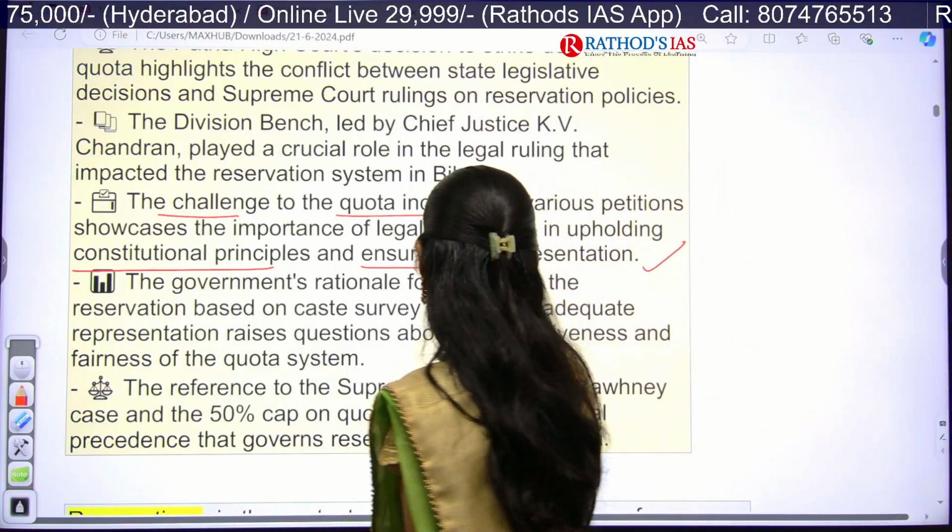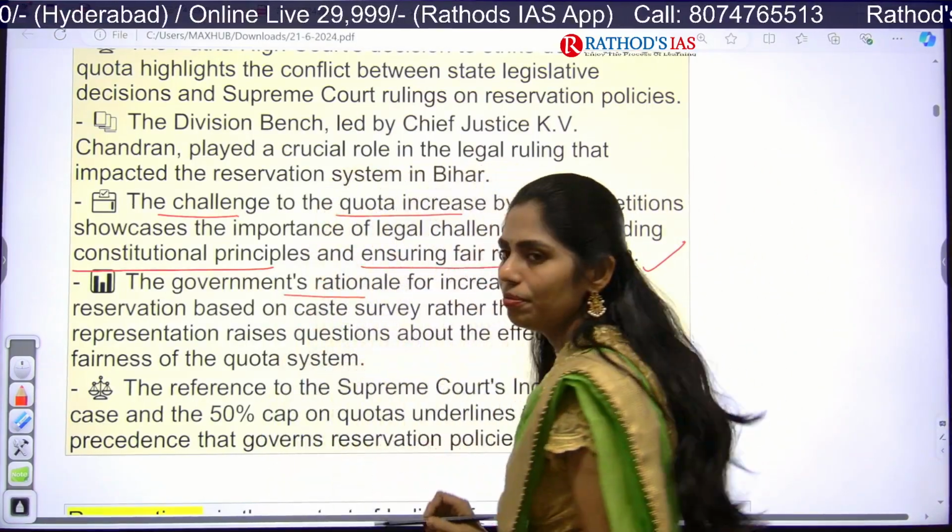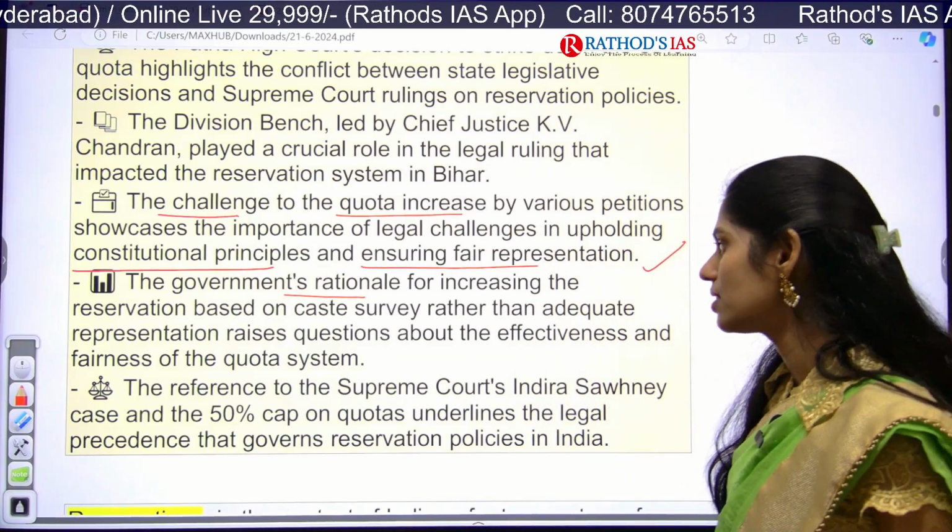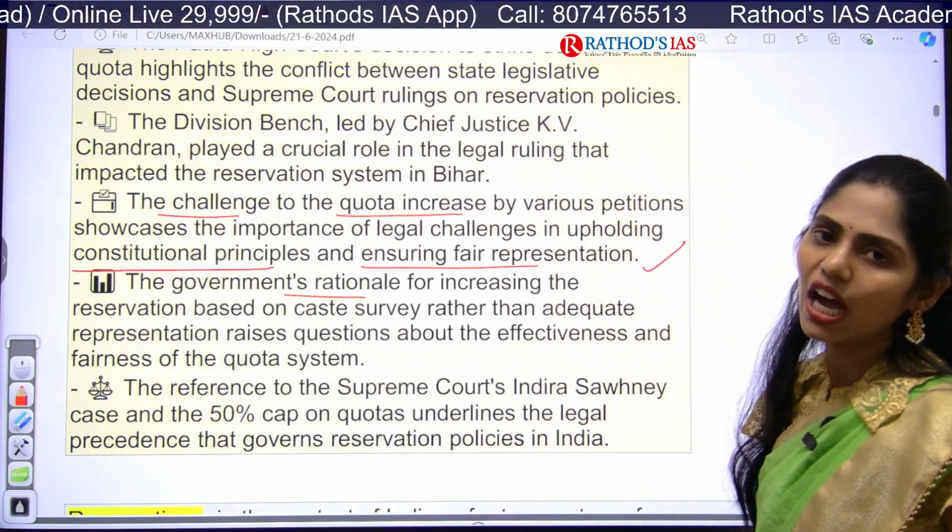And this one is the rationale of the government of Bihar for why it came up with increased reservation: because it went for a caste survey.